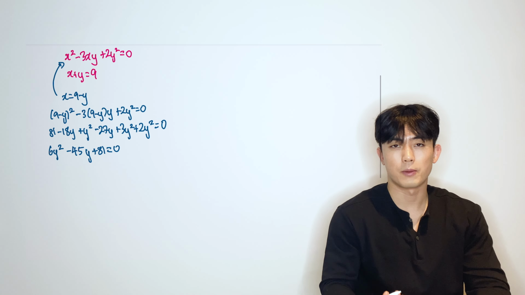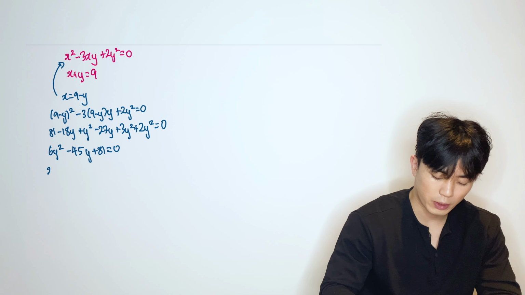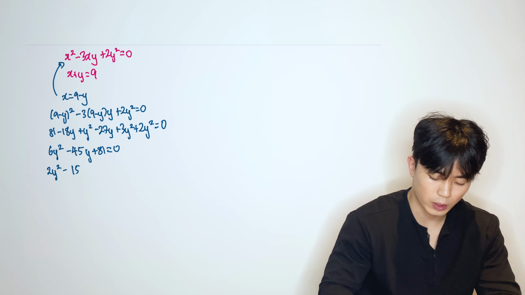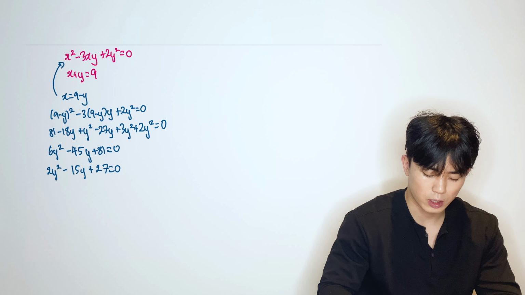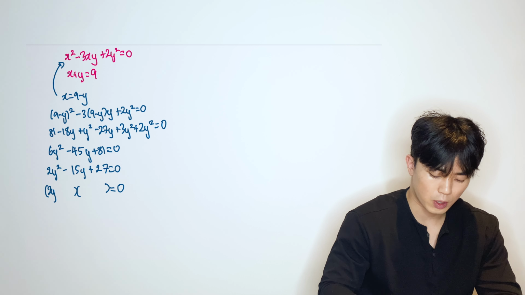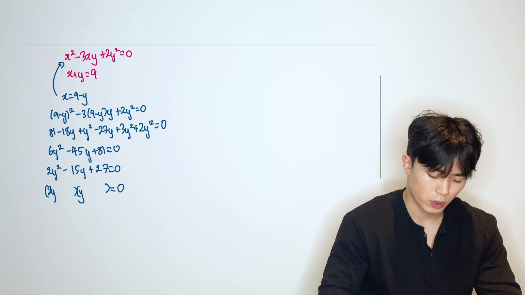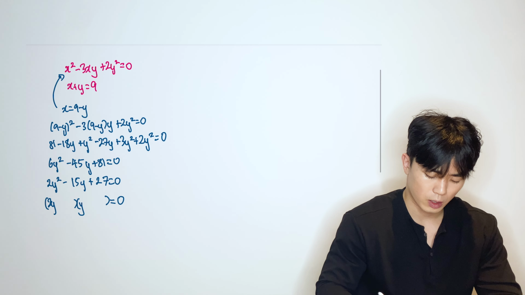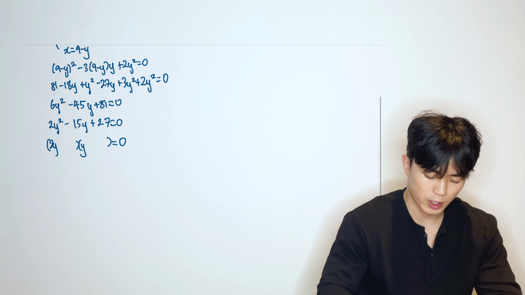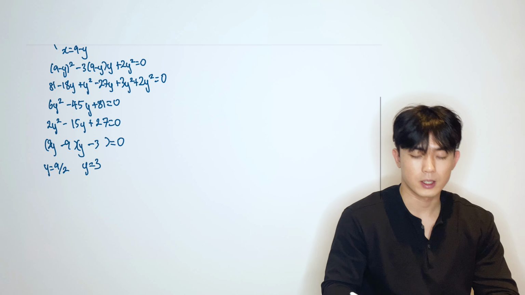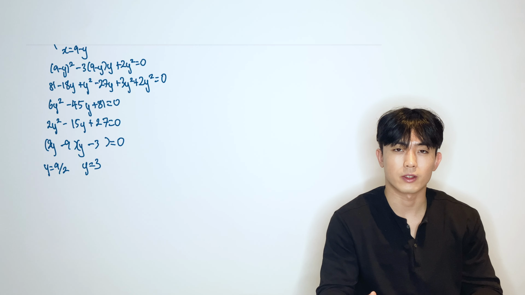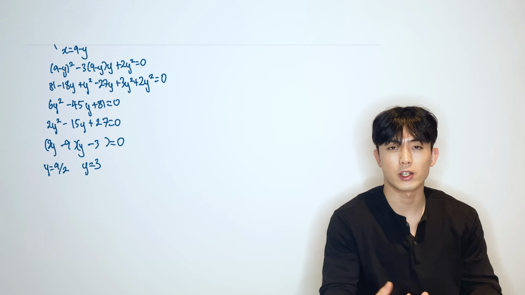I can divide it by 3 because they all have a factor of 3. So we have 2y squared minus 15y plus 27 is equal to 0, which I can now try and factorize. So we have (2y minus 9)(y minus 3). Therefore y is 9 over 2 or y is 3. So in this case, we have two y values, but it doesn't matter because we have a quadratic equation initially.